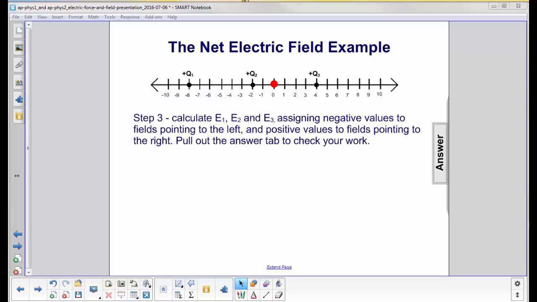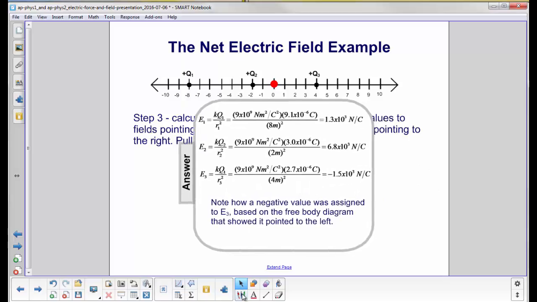Step 3, calculate E1, E2, and E3. Assign negative values to fields pointing to the left and positive values to fields pointing to the right. Take a couple seconds, pause the video if you'd like, and then pull out the answer tab to check your work. We're back.